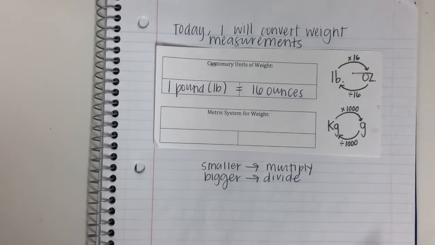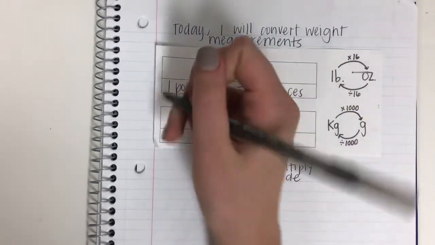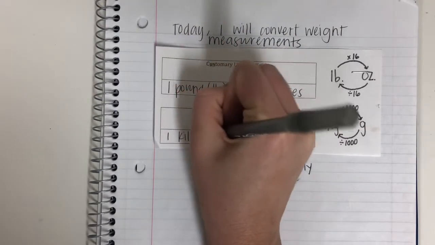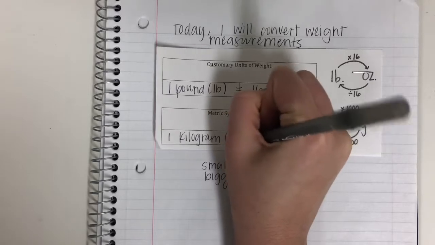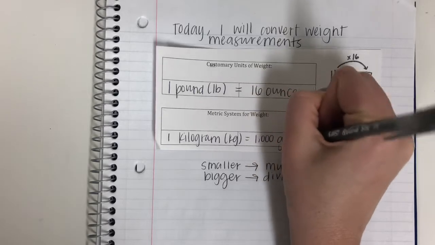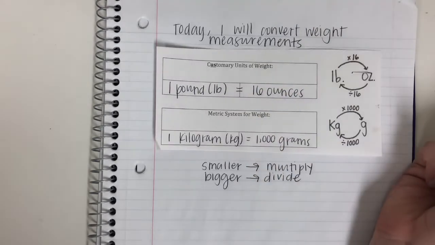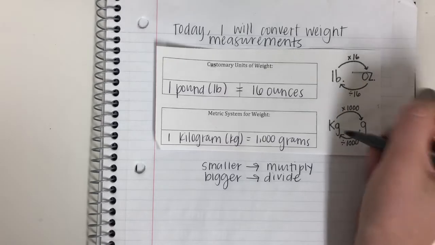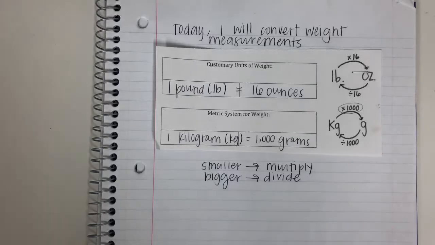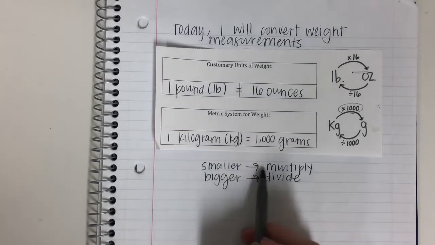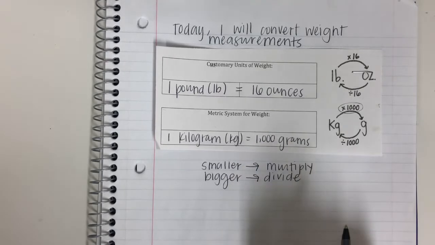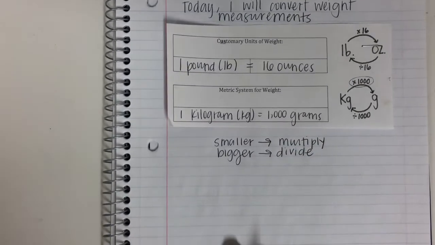Okay, so our next one is a kilogram. So 1 kilogram, or kg, is equal to 1,000 grams. So grams is smaller than kilograms, and it is smaller by 1,000. So when we are going to a smaller unit, we multiply, and when we're going from a smaller to a bigger, we divide. So let's look at some examples.